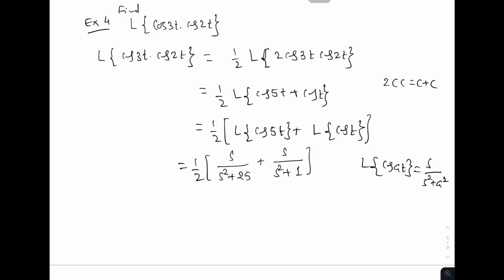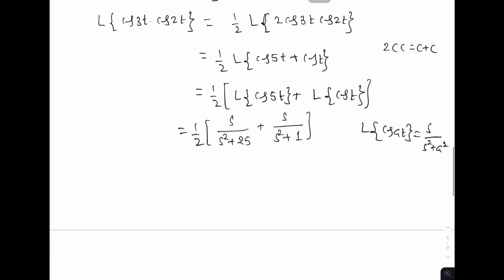So, we can have this as the answer. If you do not simplify much, it is not required. At most you can do like this: 1 by 2 times s into 1 over s square plus 25 plus 1 over s square plus 1. That is okay.